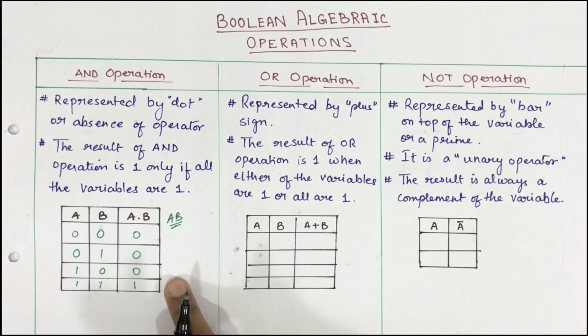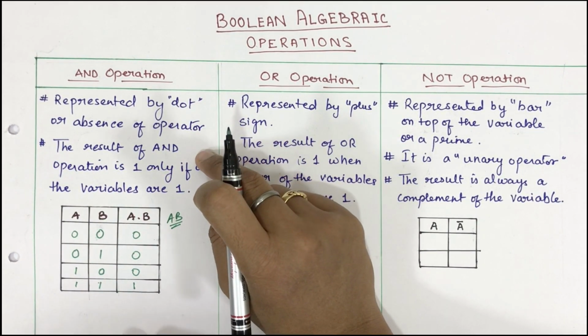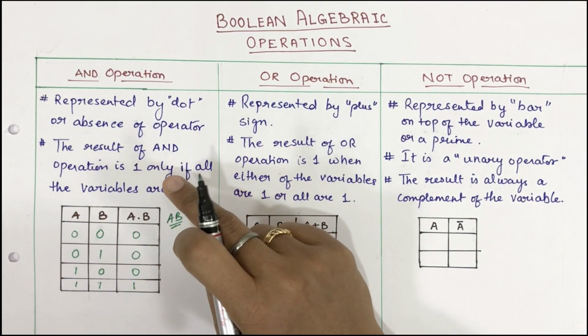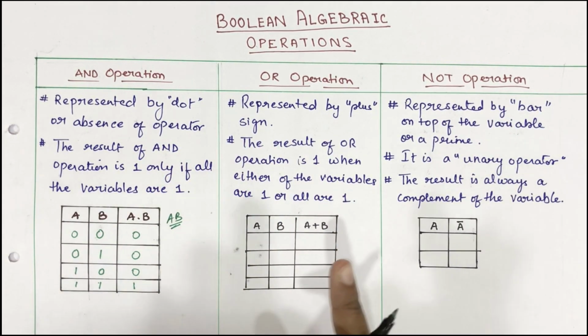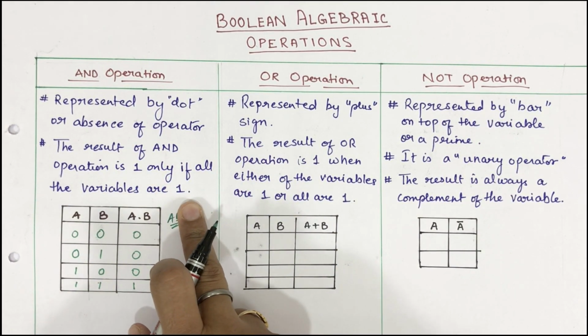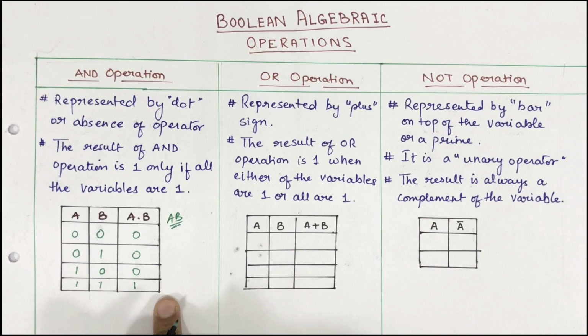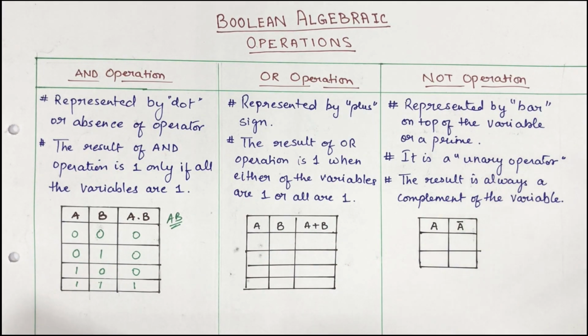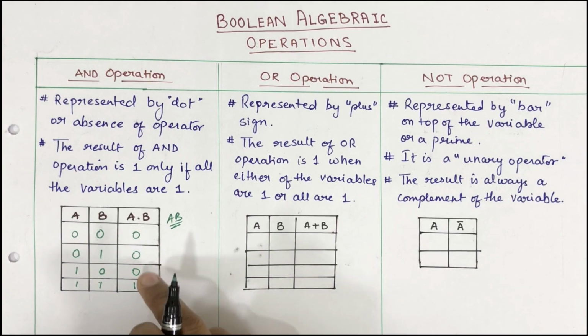So we can see the second point is verified here, that the result of the AND operation is 1 only if all the variables are 1. Suppose we have taken a two-variable function here, so we are saying that all the variables are 1. If suppose there are three variables A, B and C, then all of A, B and C need to be 1 so that the result is 1.